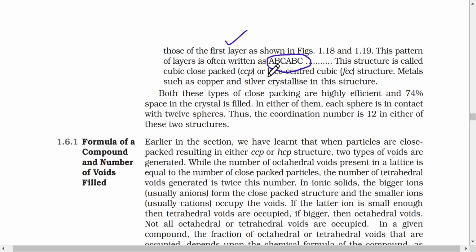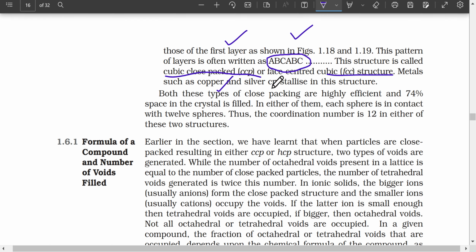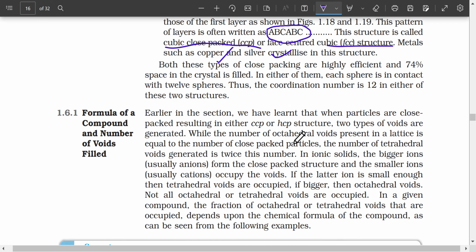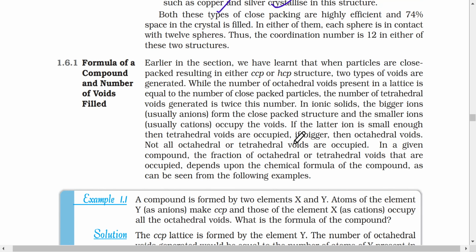तो चौथा layer, in case of covering an octahedral void, this is what happens in 3D. This is called a cubic close packed or face centered cubic structure. The copper, silver crystallize in this structure. Both these types of close packing are highly efficient, and 74% space in the crystal is filled.